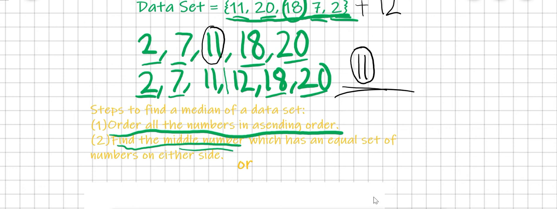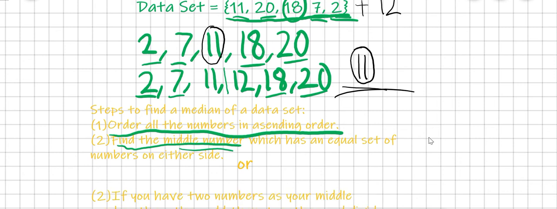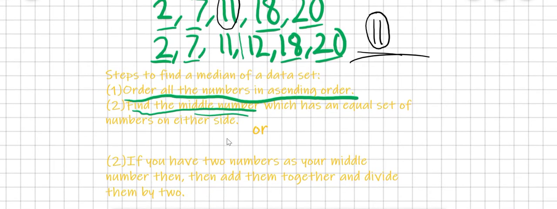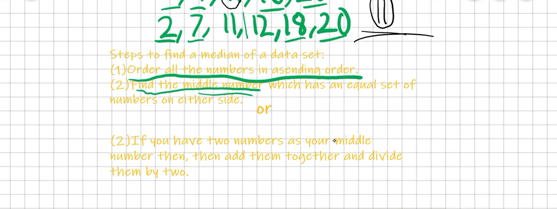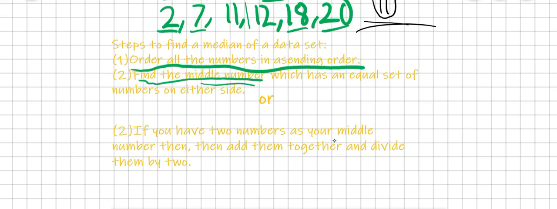And if they're asking us for only one value? Well, there's this secret little step that you have to do, and this is another place where most people make a mistake. If you have 2 numbers as your middle number, then you have to add them together and divide them by 2, like finding an average.